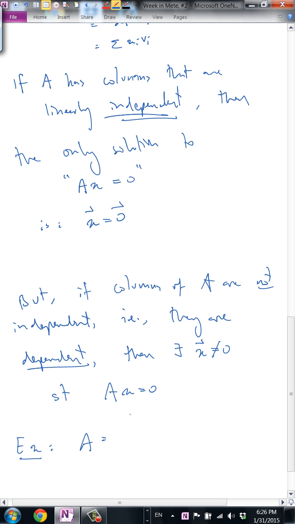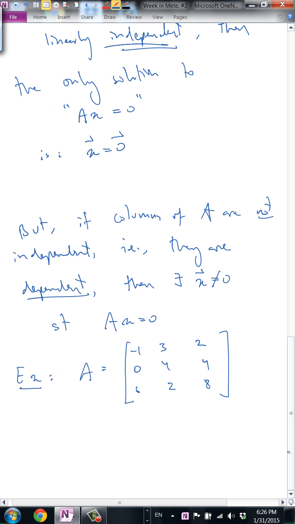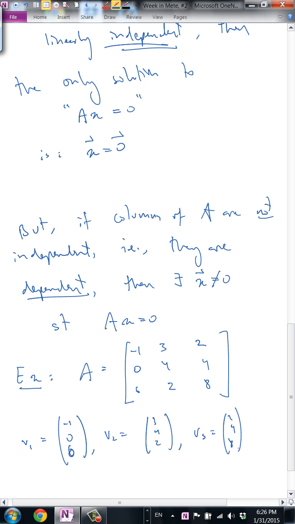So let's suppose A is equal to minus 1, 3, 2, 0, 4, 4, 6, 2, 8. I claim that the columns of A are dependent. So let's see why this is true. v1 is minus 1, 0, 6, the first column. v2 is the second column, 3, 4, 2. And v3 is the third column, 2, 4, 8.